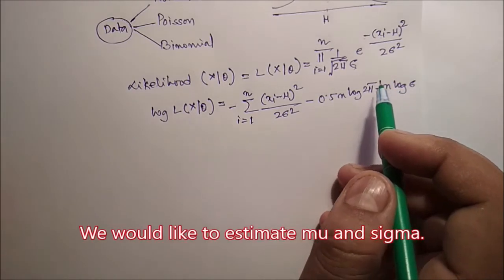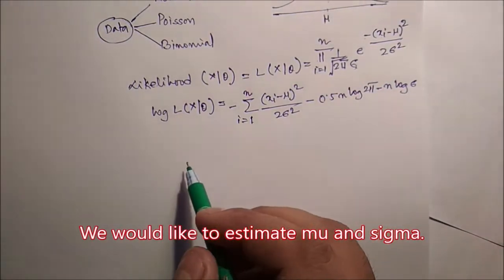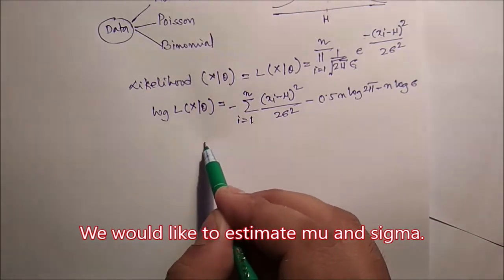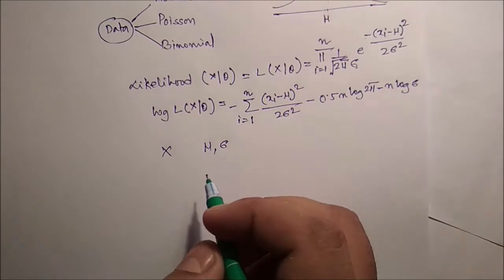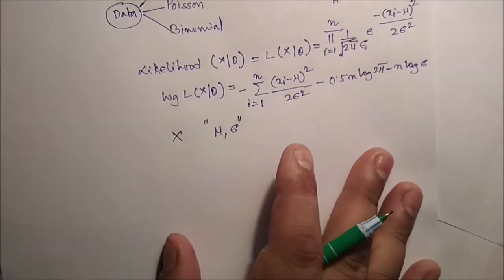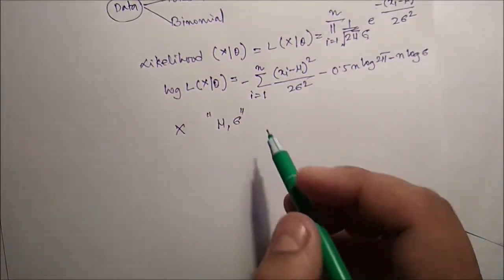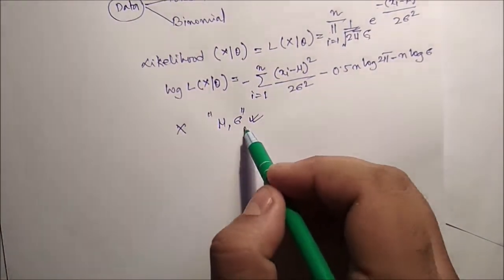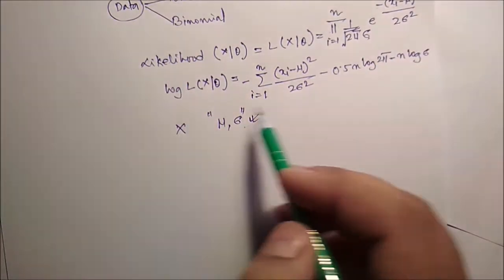Now we would like to estimate mu and sigma. Our objective is to identify mu and sigma for the given data. So we have to estimate these two numbers. We choose different sets of values of the parameters mu and sigma that maximize the equation. So this is our equation. We select various sets of mu and sigma and check for which set of mu and sigma this value is maximum.